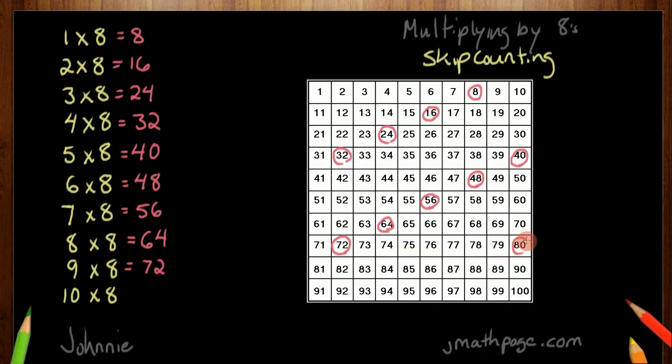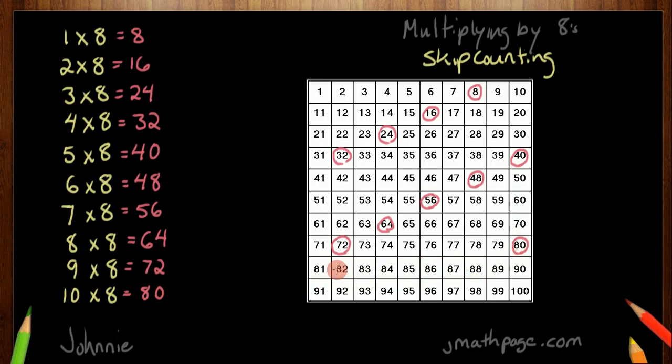You probably already knew that it was going to be 80. So now we've been taken all the way to 80. So 10 times 8, or 8 skip counted 10 times, takes us to 80. Let's finish this up to see if there are any other patterns.